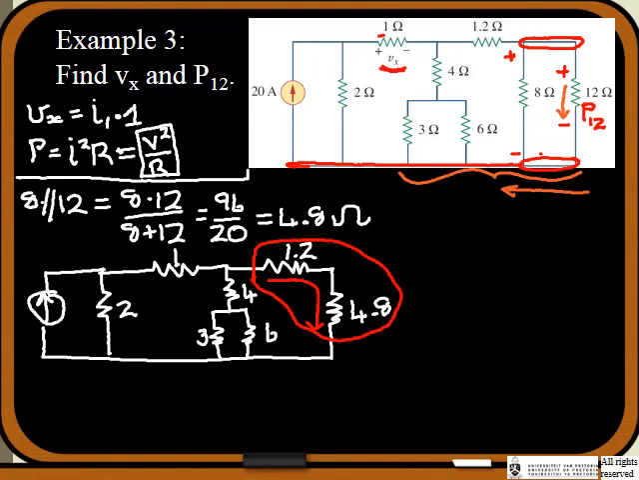So they're connected in series. So I'm going to write, in this case, the 1.2 plus the 4.8. What does that then equal to? Equals 6 ohms.